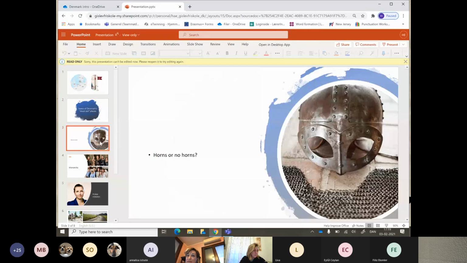I think a lot of you, when you think of Denmark, think of Vikings. And I wrote horns or no horns. It's because in a lot of movies, you always see them with helmets with horns. But actually, if you look at all the writings that have been found, most Vikings did not wear helmets with horns. Just a little sneak peek of information.